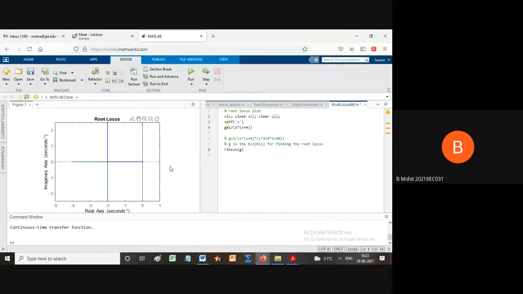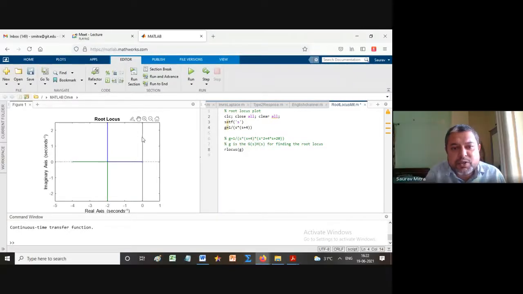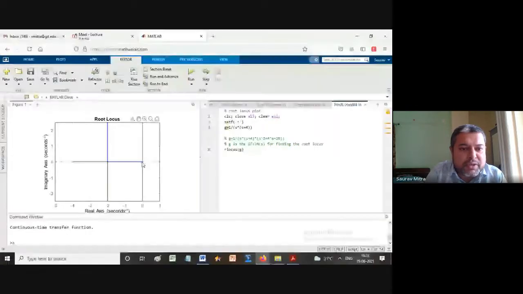So this axis is the j omega axis, and this is s is equal to 0. One very important thing: you have to see that k is not written in the equation of G. So it is understood that k is there in the numerator of G. While plotting root locus, they are considering that it is for k only. So this pole which is starting from 0 is coming to this point.